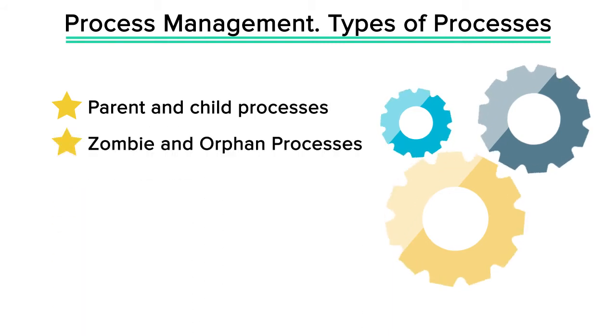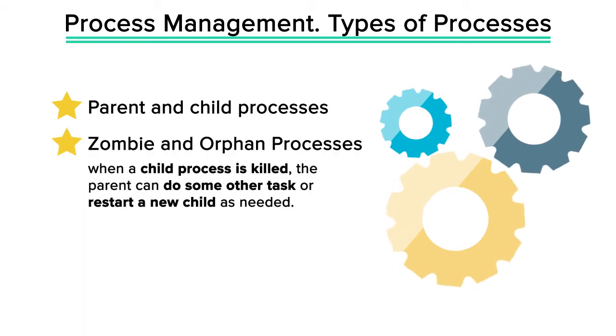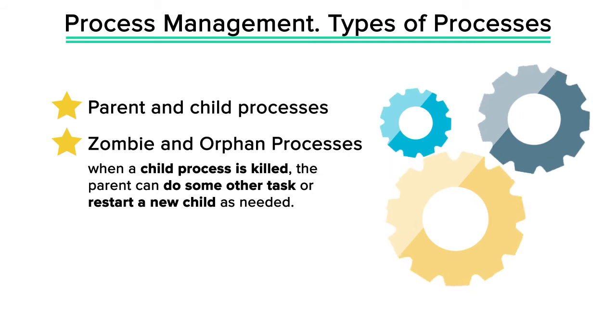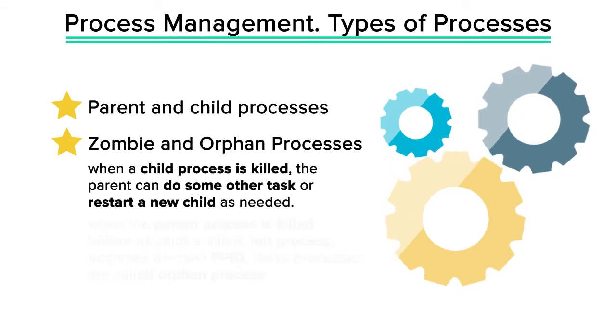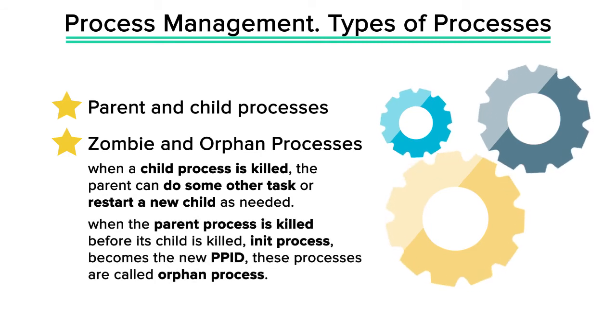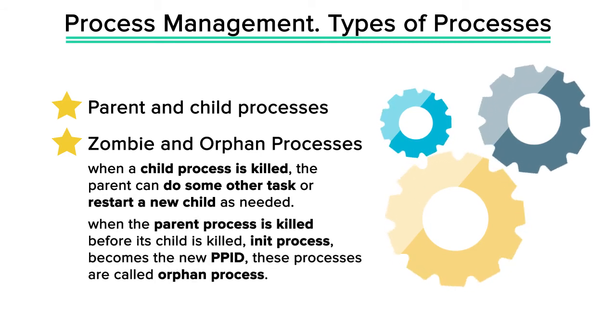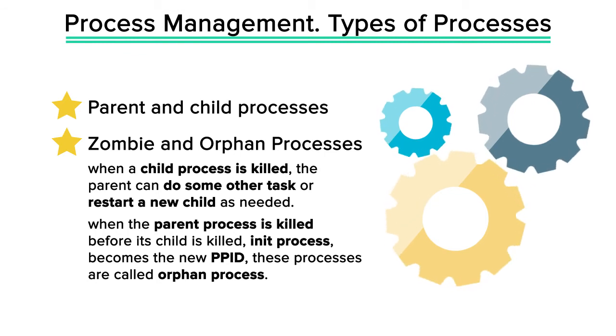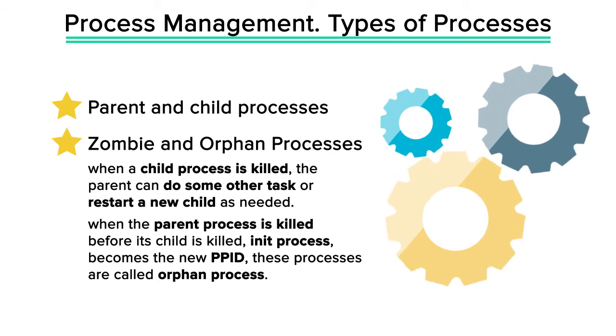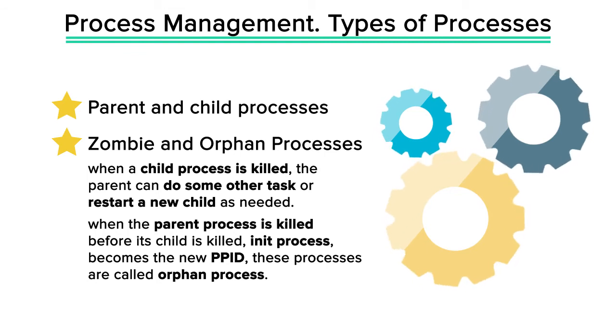Zombie and orphan processes. Normally, when the child process is killed, the parent can do some other task or restart a new child as needed. However, sometimes the parent process is killed before its child is killed. In this case, the parent of all processes, the init process, becomes the new PPID, parent process ID. These processes are called orphan processes.